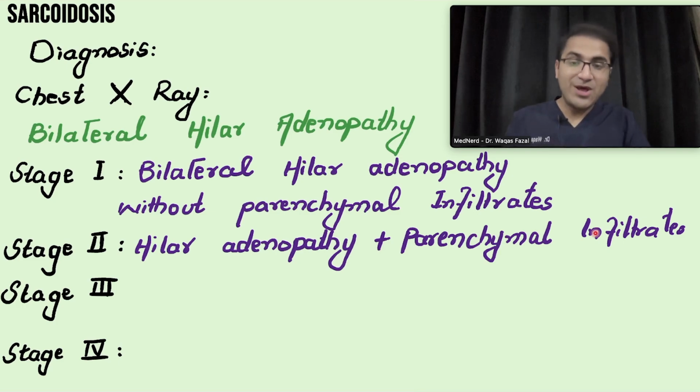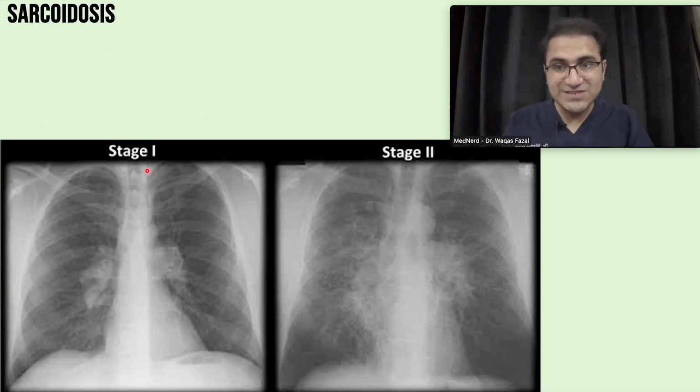Now, if you see the X-ray in stage 1, there is just the bilateral hilar lymphadenopathy, parenchymal infiltrates are not there. While in stage 2, if you see, there is bilateral hilar lymphadenopathy, and with it there are these chest infiltrates, the parenchymal infiltrates that you see in stage 2.